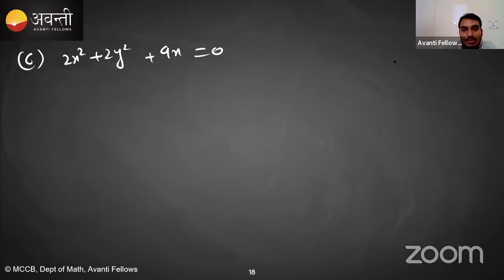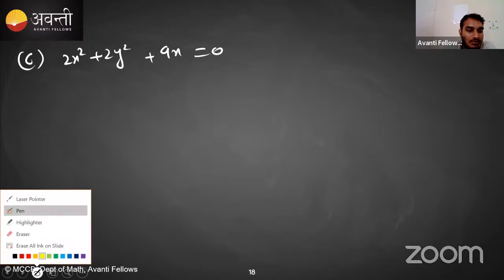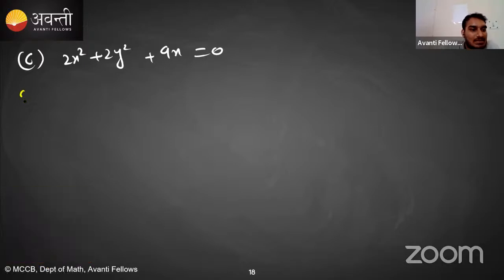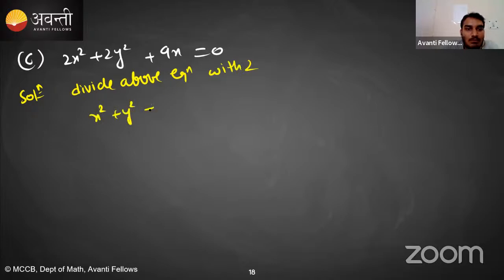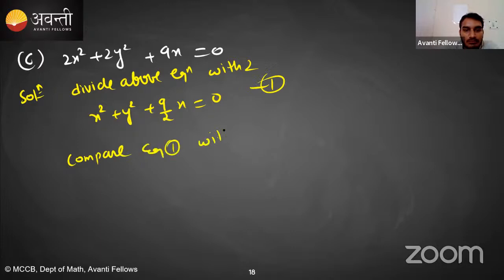Minus 9/4. And yes, okay, and radius? Yes, absolutely correct. Make coefficient of x square, y square 1. So divide above equation with 2. So x square plus y square plus 9/2 into x is equal to 0. Compare equation 1 with x square plus y square plus 2gx plus 2fy plus c is equal to 0.